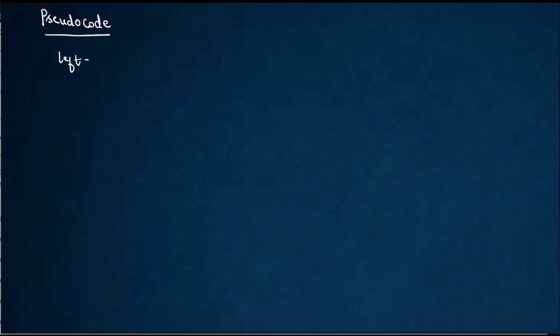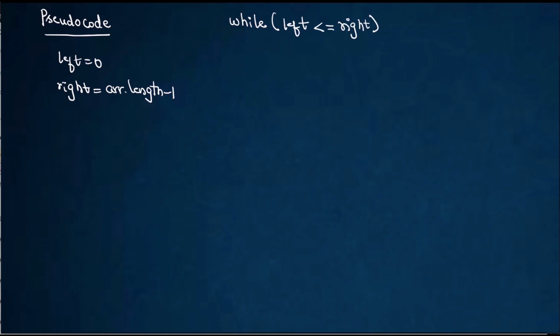We'll take left is equal to 0 to point to the leftmost element in the array and right is equal to array.length minus 1. So we need to run and update the midpoint and left and right pointer as long as left less than or equal to right. If right is greater than left, that means we did not find the peak and we can exit out of this while loop. So we will run this while loop as long as left less than or equal to right.